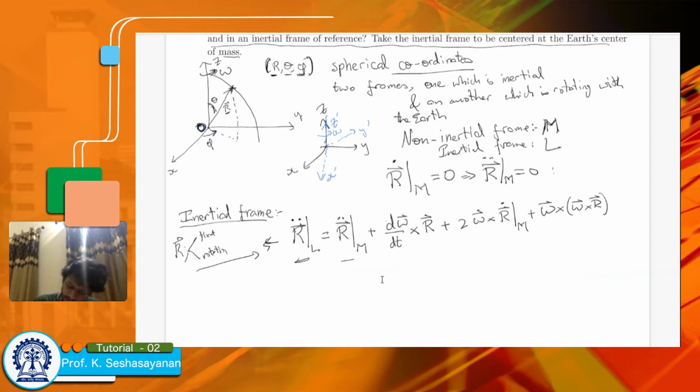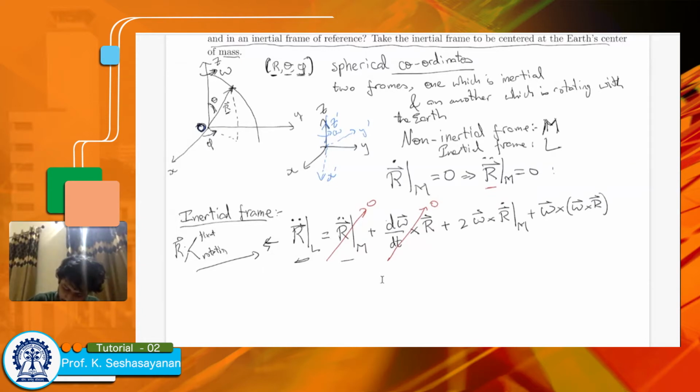And we can see that d omega by dt, the rotation rate of the Earth, is almost constant. It doesn't change much with time. So we can say that d omega by dt is almost 0. Next is the acceleration in the moving frame. Since R vector is in the moving frame, the person always sees the position as R and there's no change, we say that R double dot is 0.